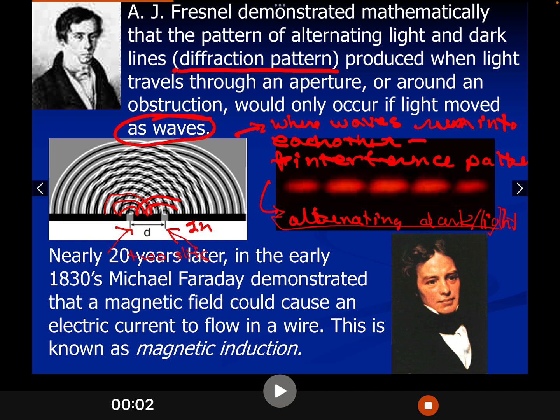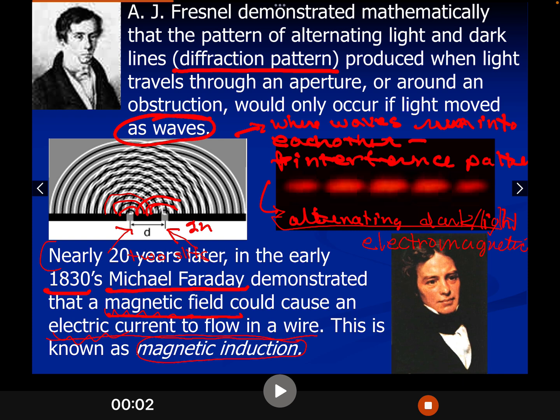This is the big thing here. The diffraction pattern Fresnel demonstrated is indicative of light exhibiting wave-like properties. Now, 20 years later, Faraday in the 1830s demonstrated that if we put a magnetic field around a wire, we will get magnetic induction. So magnetic and electric, so that's leading us to something: electromagnetic.